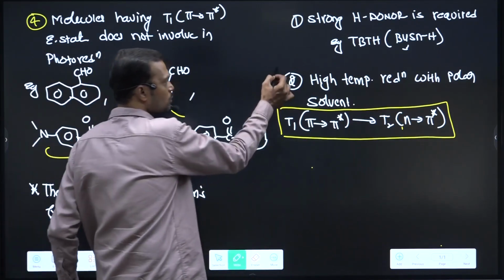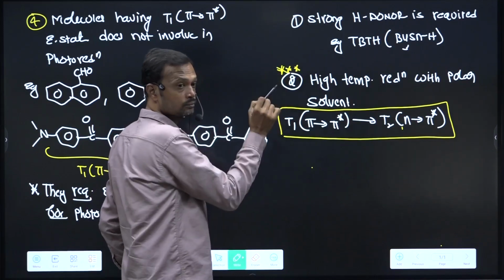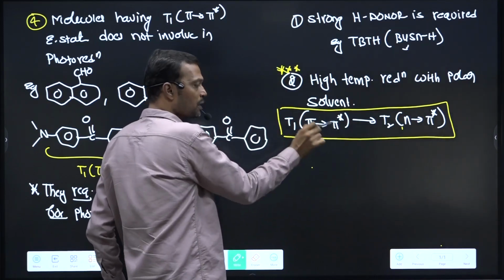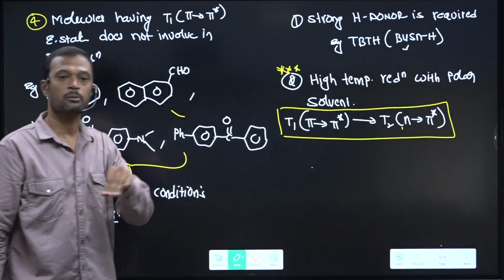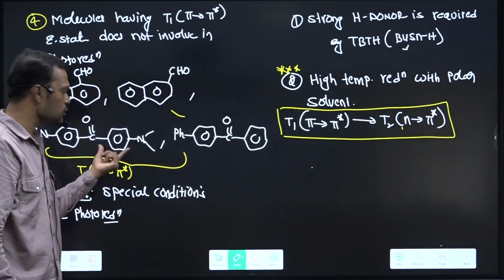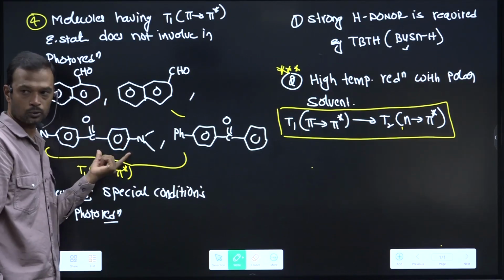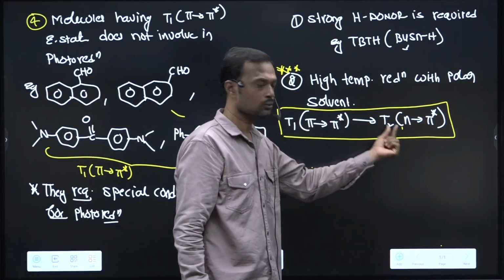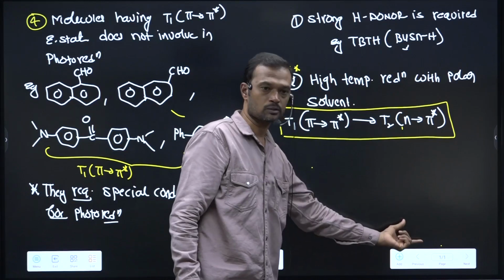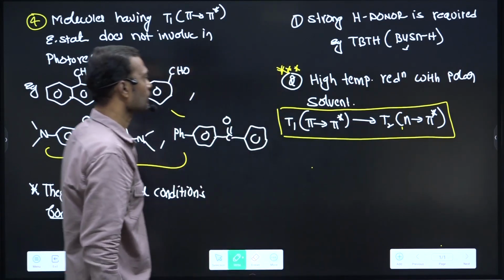So this is the most important condition. High temperature reduction means photochemical conditions are required, and in the same way high temperature is required. Normally, if you take this molecule without heating, it does not react. If you heat this molecule, it is converted into T2 n to pi star. Energy is transmitted to this one, then this becomes the low energy state. Clear? Right.